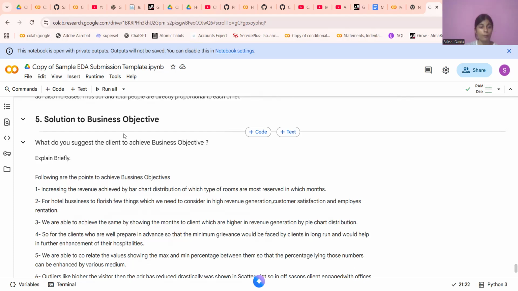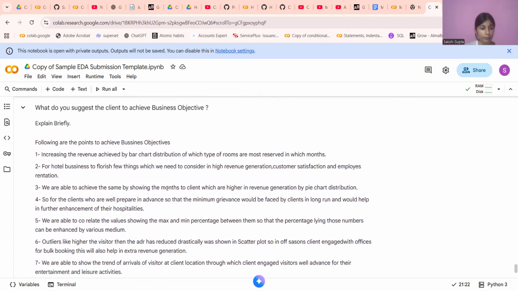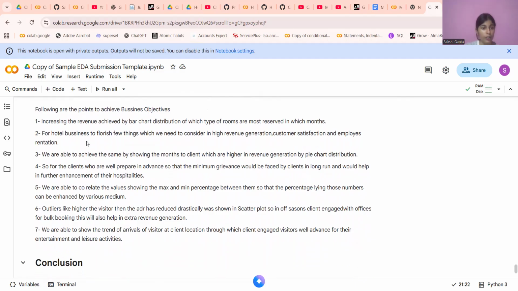Now, moving to the solution of the business objective. Following are the points to achieve the business objective. First point is increasing the revenue, achieved by the bar chart distribution of which type of rooms are the most reserved in which month. Second, for a hotel business, a few things which we need to consider are high revenue generation, customer satisfaction, and employee retention. Third, we are able to achieve the same by showing the months to the client which are higher in revenue generation by pie chart distribution.